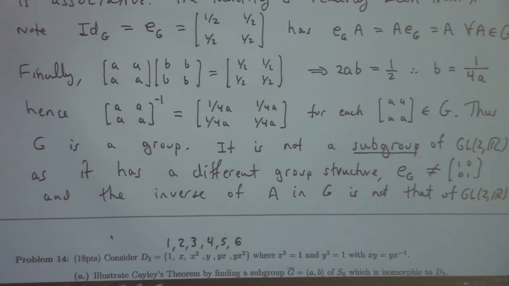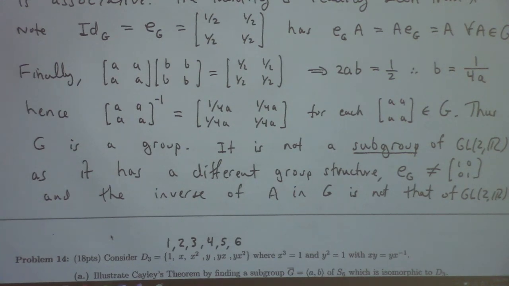It's not a subgroup. So many reasons. It doesn't have the identity of GL2. The matrix 1, 0, 0, 1 is not in there, right? It doesn't have the same concept of inverse. So the structure is different. It's not the same group structure, right?